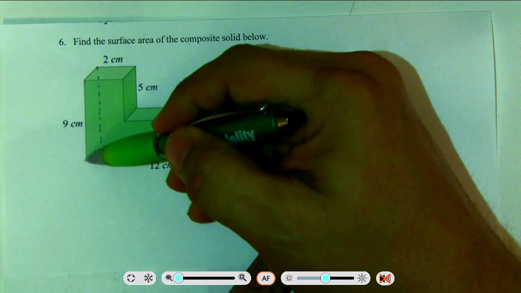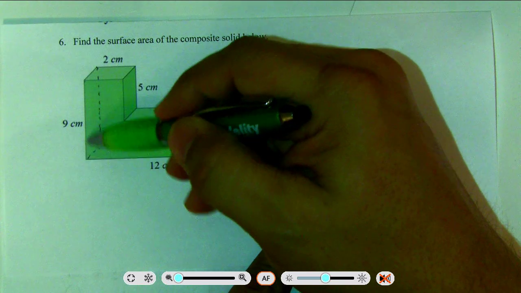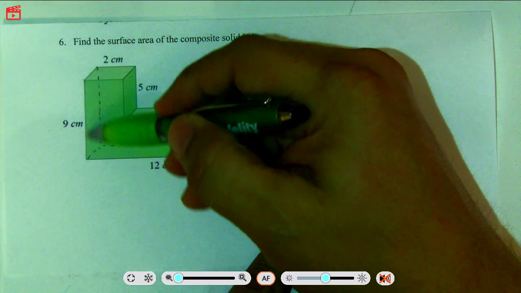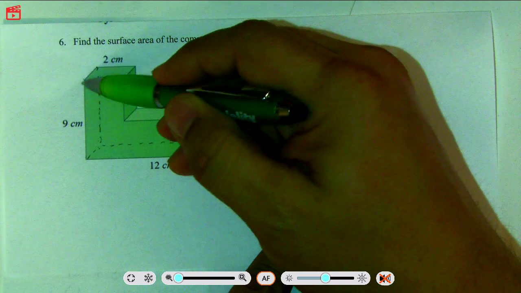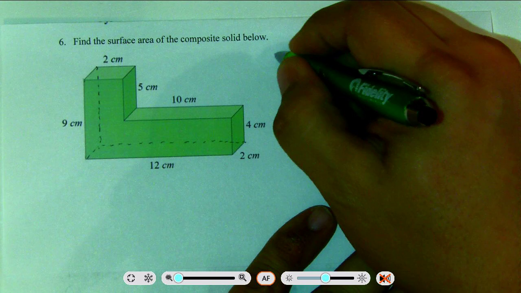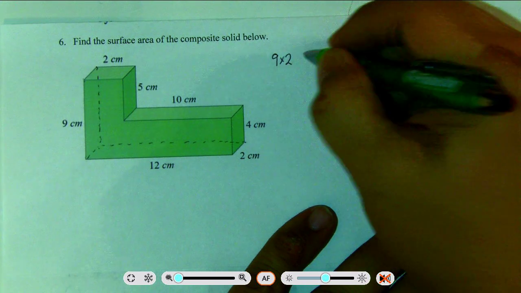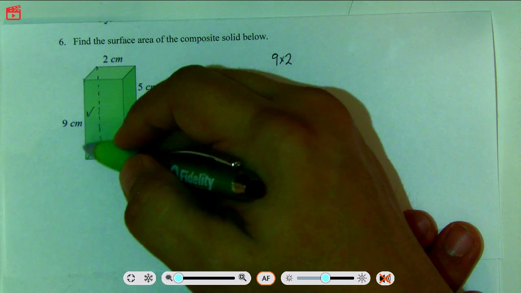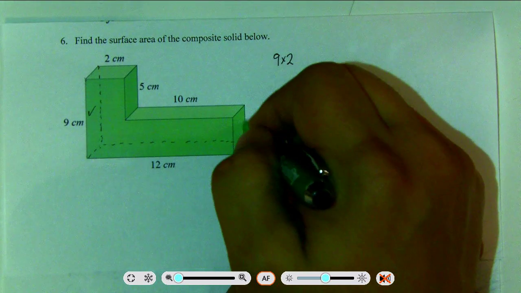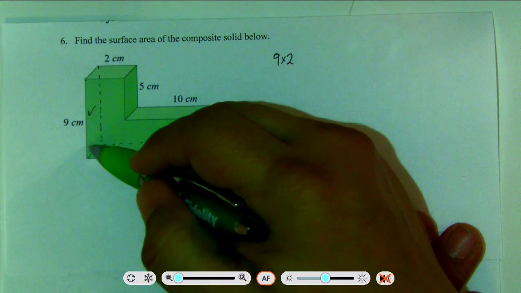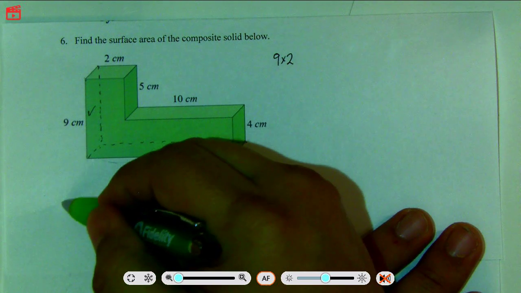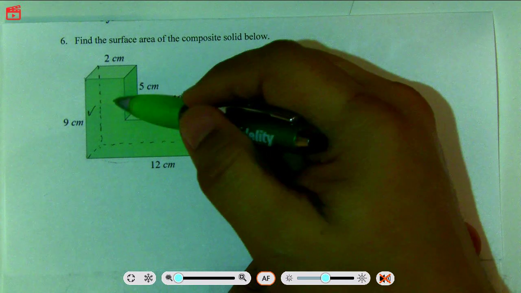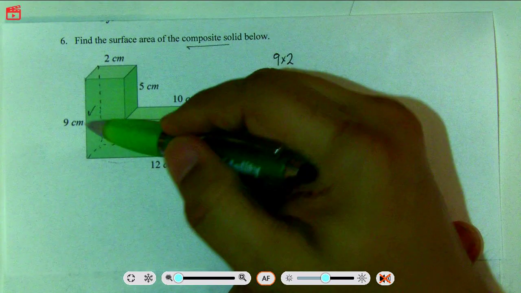So first I'm going to start at this left side. So this is 9 by 2. So this is a 9 by 2 rectangle. So that left side is done, and I'm just going to work my way around the whole shape. We could try to draw a net, but this net actually works out confusing because it's a composite solid. So we're going to try to take it piece by piece.